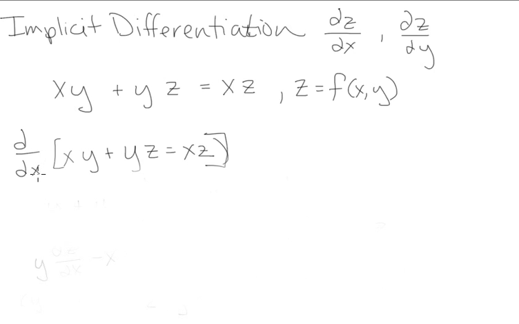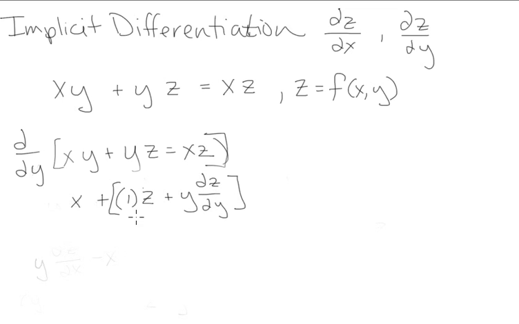Now to find the partial with respect to y, it's basically the same process. I'm just doing it with respect to y instead of respect to x. So I look at the first term. I treat my x as a constant. The derivative of y is 1, so I'm left with just the constant x. Here, both y and z are functions of y, so I need to use the product rule. I'm going to get the derivative of the first term is 1 times the second term unchanged plus the first term unchanged times the derivative of the second term.